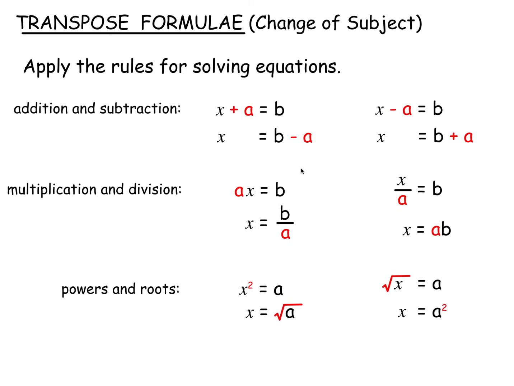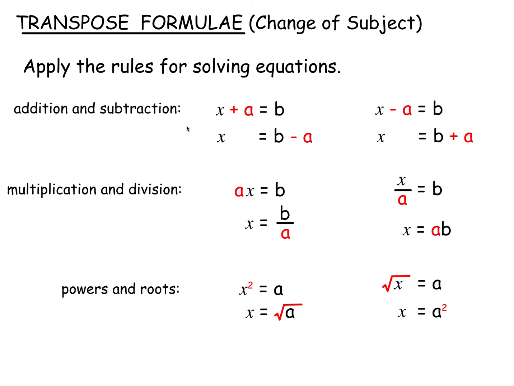Now all these came really from the same process. This is really just take a off each side, add a into each side, divide both sides by a, multiply both sides by a, square root both sides, square both sides. So you're doing the same to the left as to the right, but these simple rules can be memorised and easily used. So that's what you're using to change the subject.